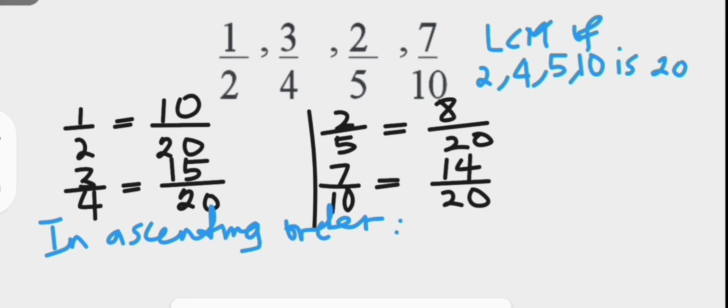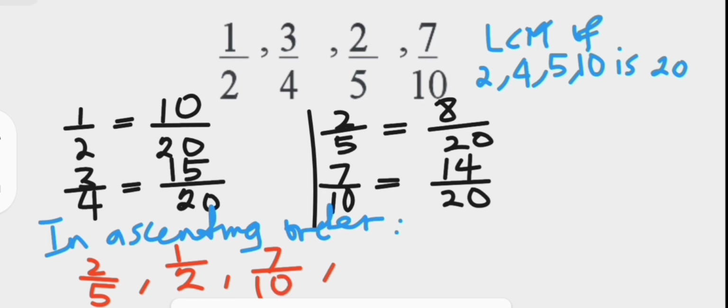So in ascending order, we have the lowest being 8 over 20, which corresponds to 2 over 5, followed by 10 over 20, which is 1 over 2, followed by 14 over 20, which is 7 over 10, and lastly 15 over 20, which is 3 over 4.